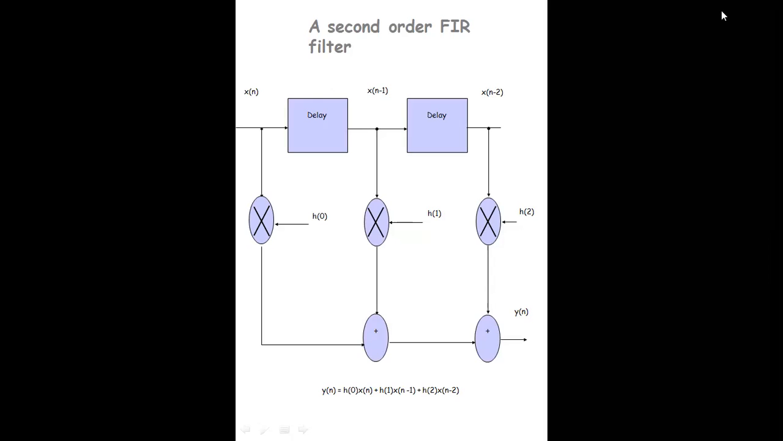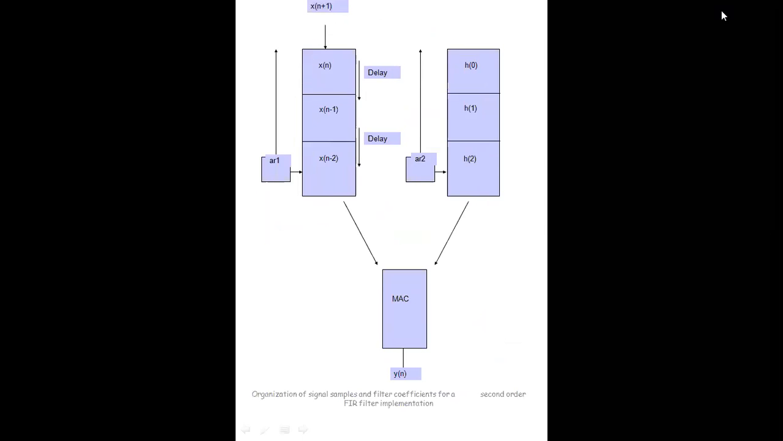For x(n-1), we use a delay element. To do the multiplication, we use a multiplier. To add two terms, we use an adder. So this is the way to implement a second order FIR filter.